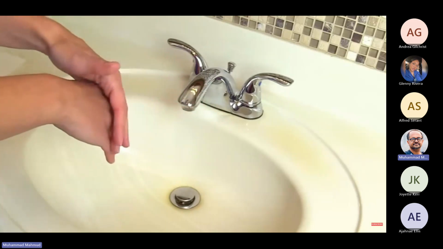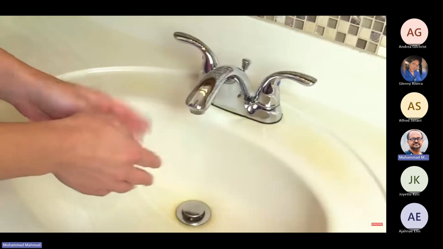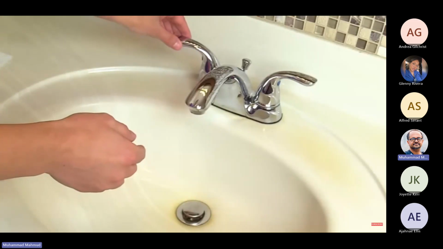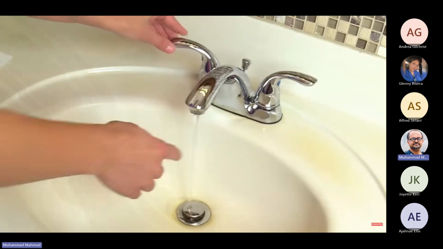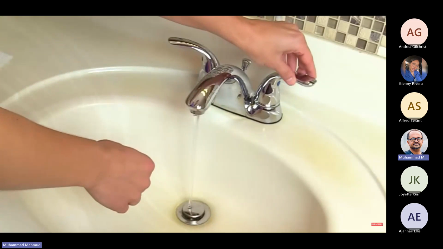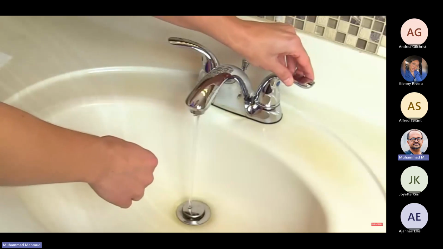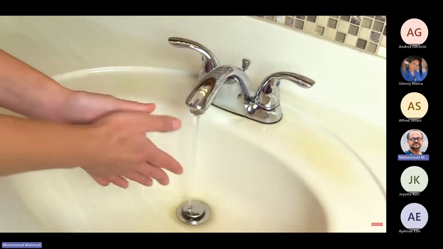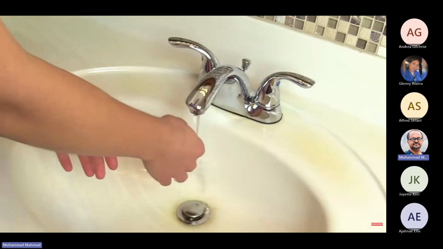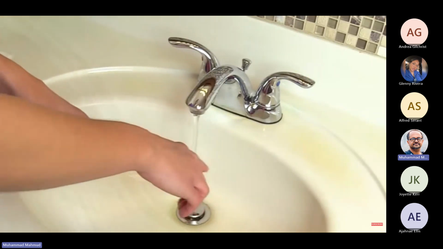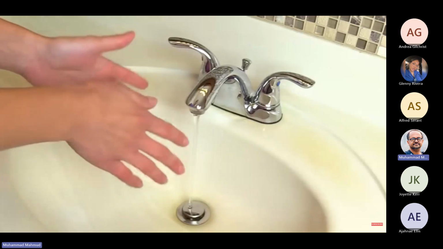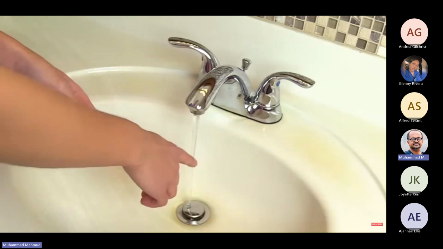So first, what we're going to do is turn on our water, and we want our water to be warm, not too hot, because if it's too hot, that can dry out the skin and cause cracks in your skin, which is really uncomfortable for you. So make sure it's warm, and be careful not to let your scrubs or anything like that touch the inside of the sink because it's very dirty and you'll become contaminated.